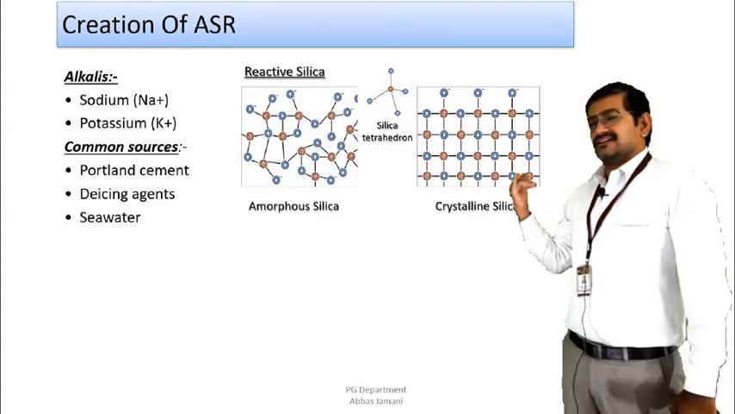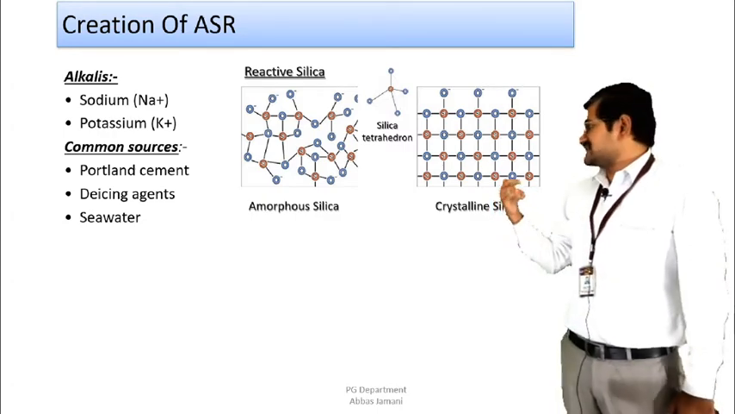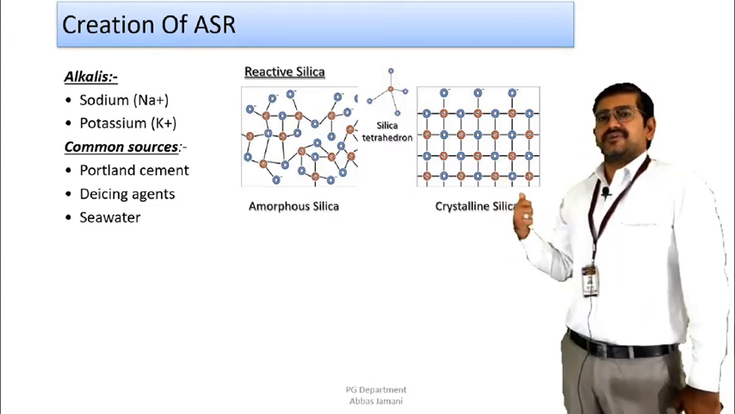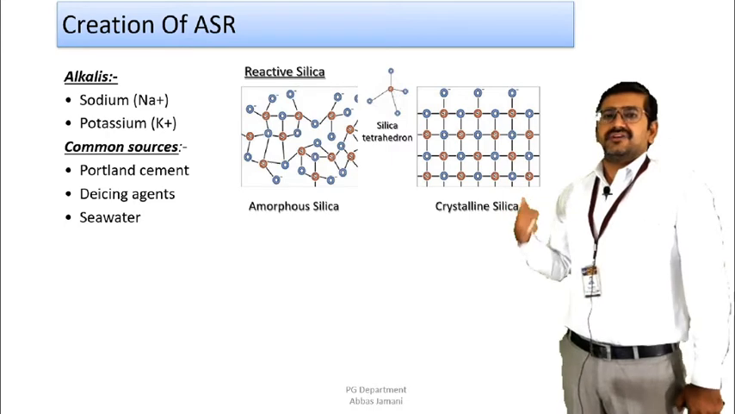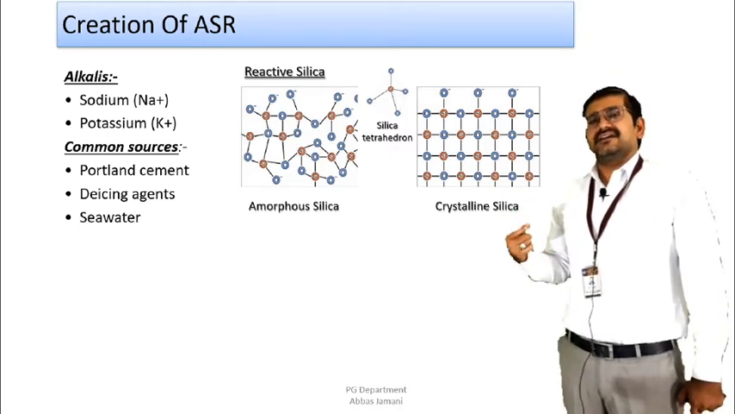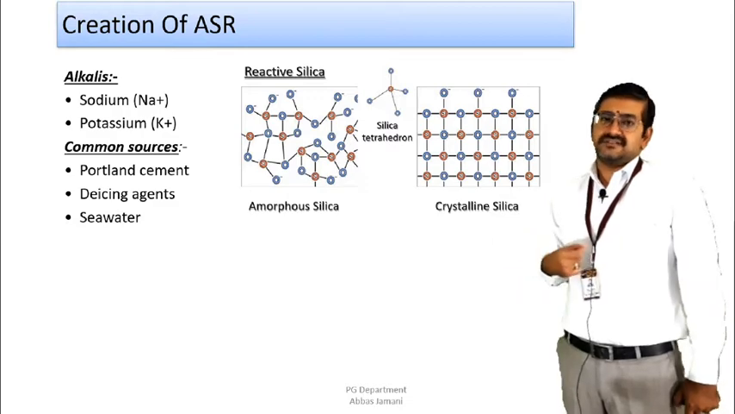And what are the other sources of alkalis? Along with Portland cement, de-icing salts and seawater are also primary sources through which alkalis are going to be present. And if they are used, then it is going to have a detrimental effect on the concrete.